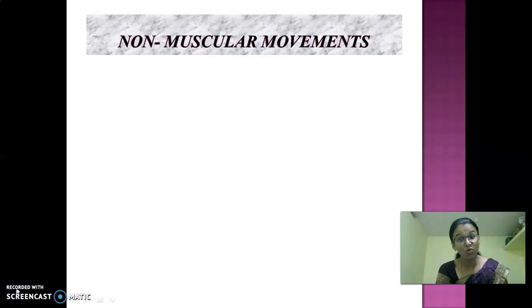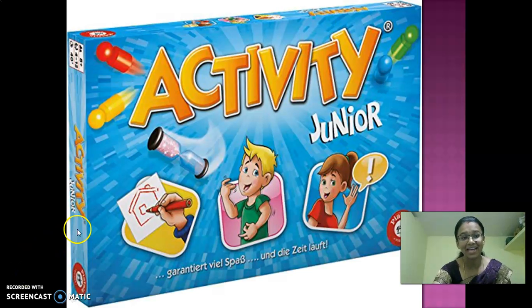And then one more movement I forgot to say, children, that is hydra. The hydra moves with the help of its tentacles, that is the branches which they have on their head. Okay. And you have an activity also in your lesson which you can try in your home.